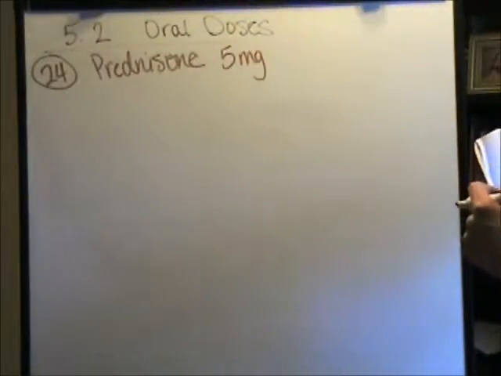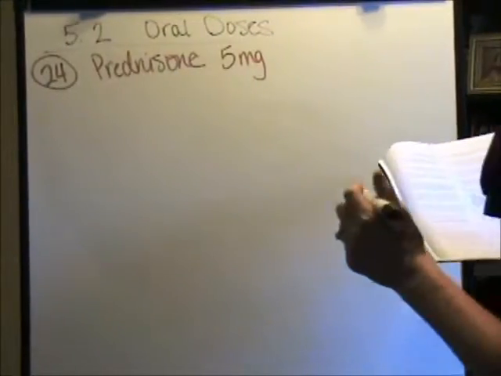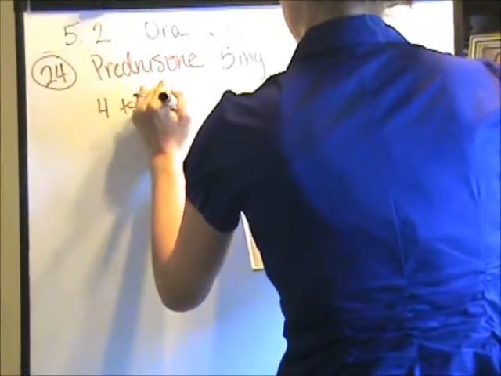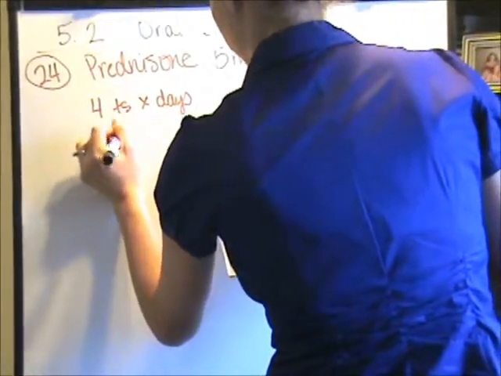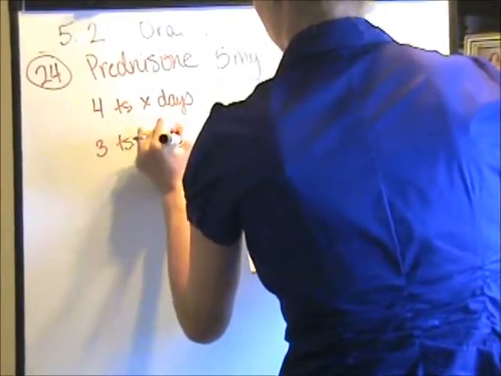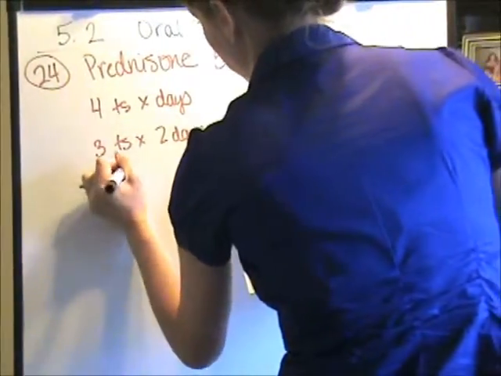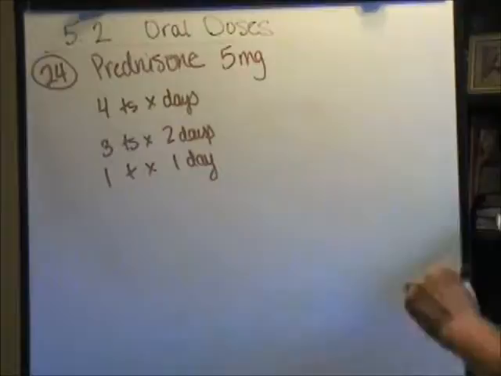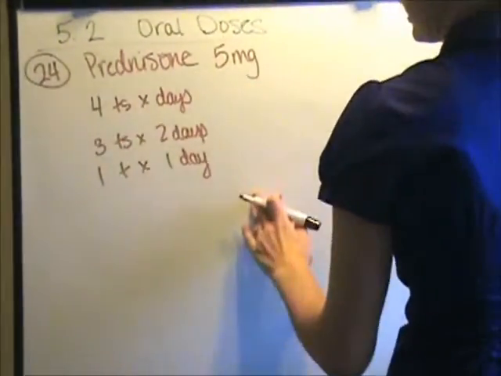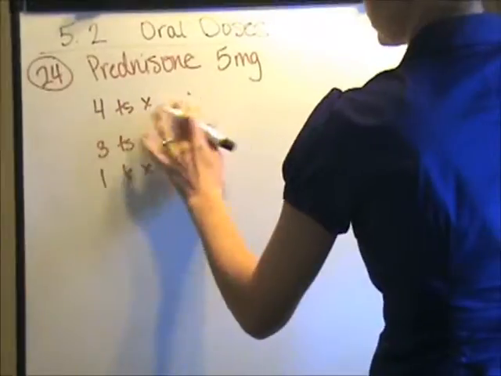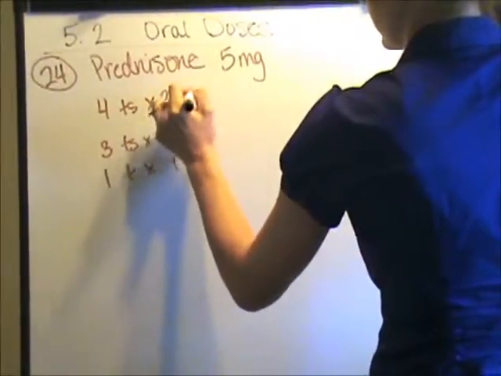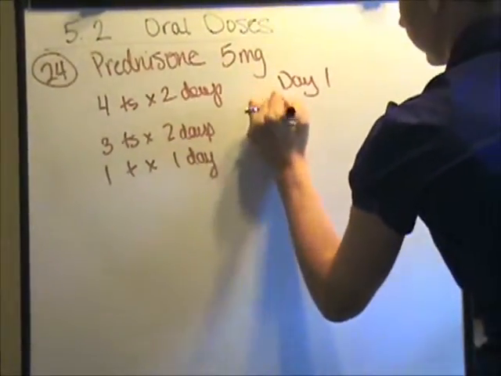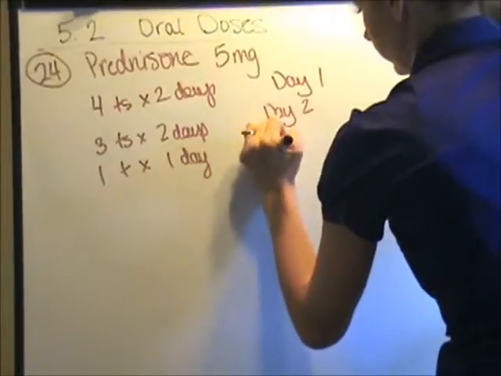Number 24, how many prednisone 5 milligram tablets are needed to fill the following prescription? Well, you're going to take 4 tabs for 2 days, 3 tabs for 2 days, and then you're going to take 1 tab for 1 day. The easiest way to tackle this is really just to write out every single day. And then, whoops, I forgot to write the 2 there. We don't want to forget that. The easiest way is to write everything out each day and then add it up. So that's exactly what we're going to do.